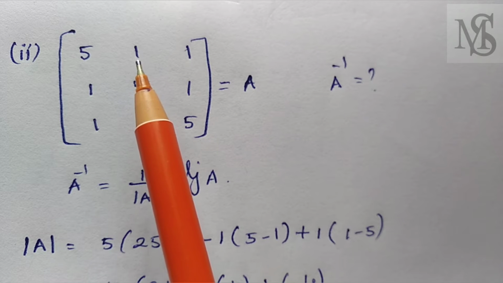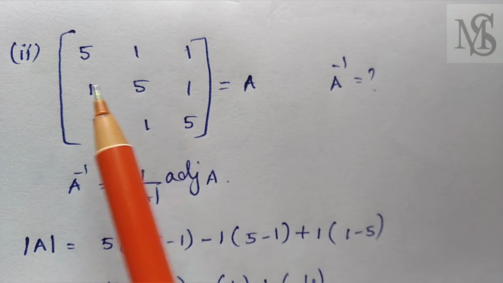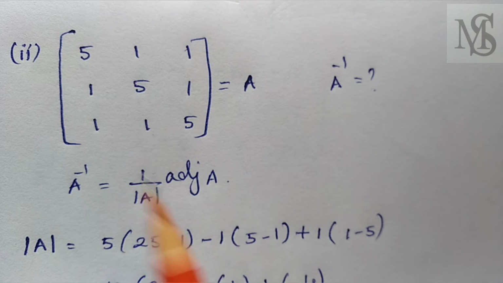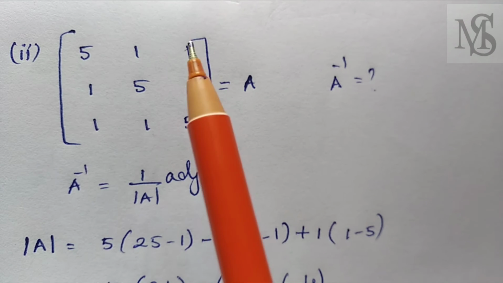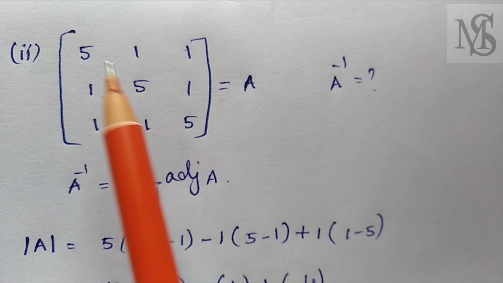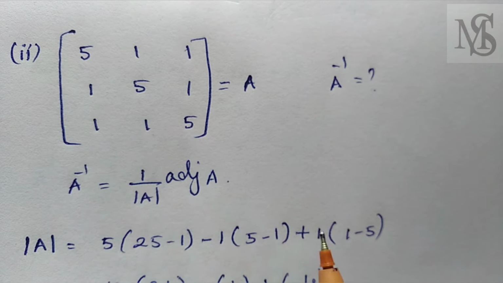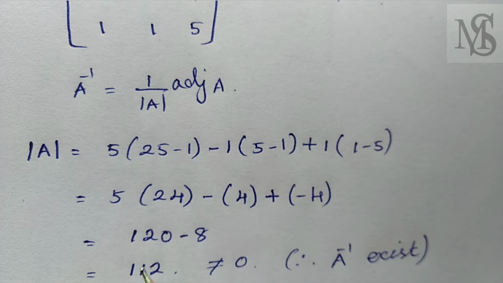Without considering the values which are in the second column and the first row, the remaining values have to be cross multiplied and subtracted. 1 into 5 is 5, 1 into 1 is 1, plus 1 into, without considering the values which are in the last column and the first row, the remaining values have to be cross multiplied and subtracted. 1 into 1 is 1, minus 1 into 5 is -5. By simplifying we get the answer 112, which is not equal to 0. So therefore A inverse exists. If it is equal to 0, A inverse does not exist, so no answer for A inverse.